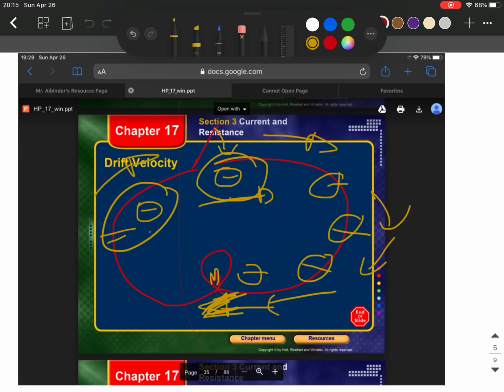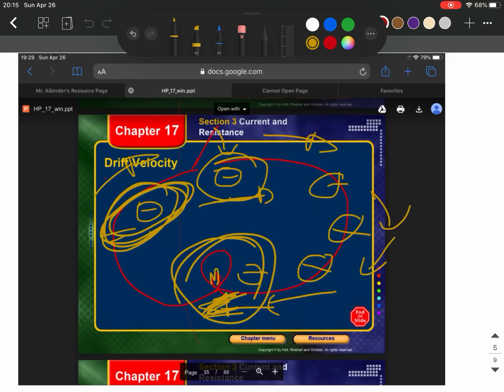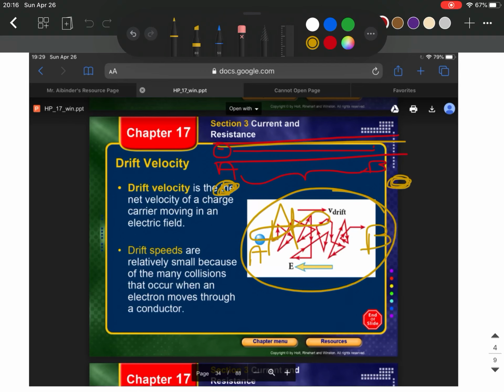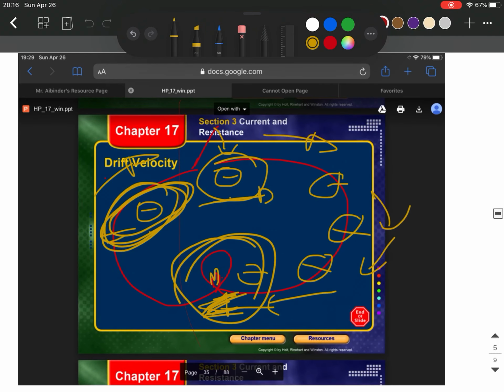However, for the electron that started here to get here, it takes a while because of the drift speed. If the electron were to move in a straight line, it would go much faster. However, it moves randomly, colliding with different particles. So it takes quite a while for it to get from point A to point B because it does not move in a straight line. It goes like that. So that's the reason why drift speeds are so slow.